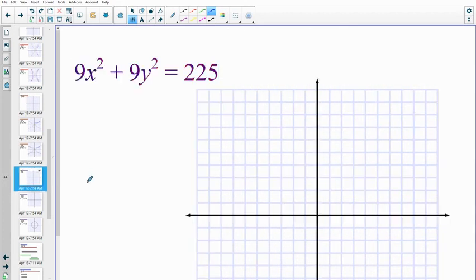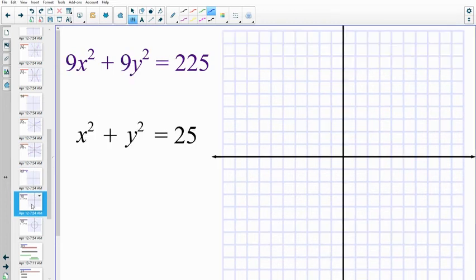And then finally, one last one. This one is similar to the second one that I did. The coefficients are the same, which means I'm going to divide both the left and the right side by 9, because I don't want this to be equal to 1. I want these coefficients to be equal to 1. In this case, getting x squared plus y squared equals 25. So this is a circle with a radius of 5 centered at the origin.